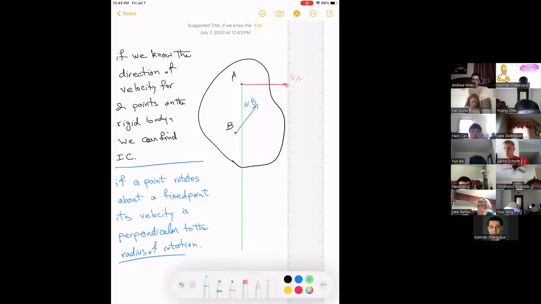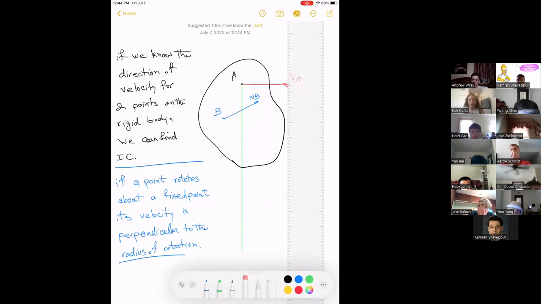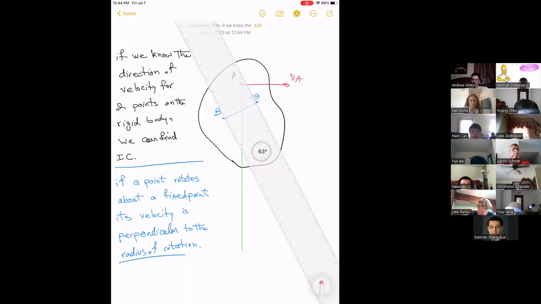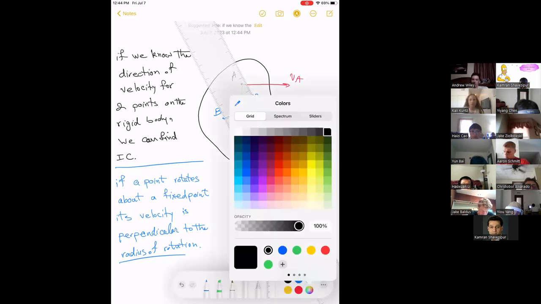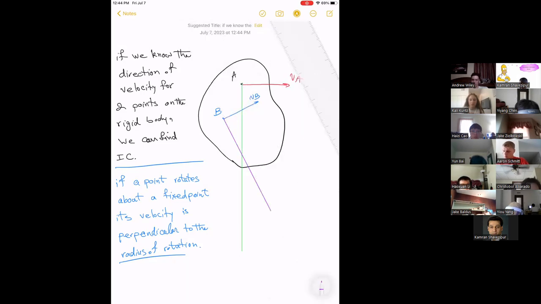Let me change the velocity of B a little bit, or just the position of B, whole thing together. Let's say this is VB. Okay. Now, the velocity of B is also perpendicular to its own center of rotation, right? So I'm going to draw a line perpendicular to this, like that. The intersection of the two lines is IC.